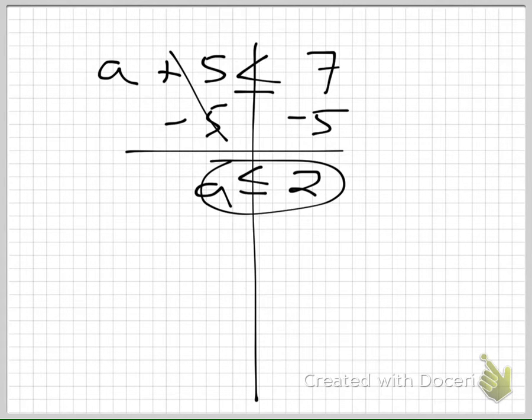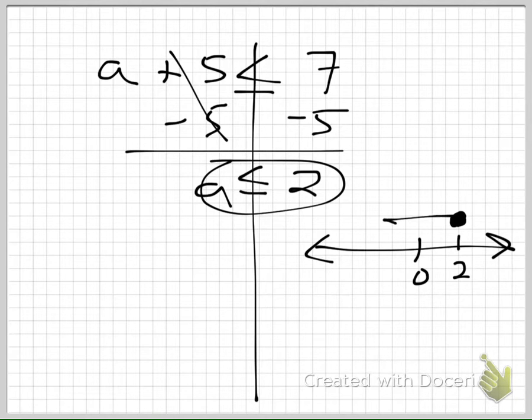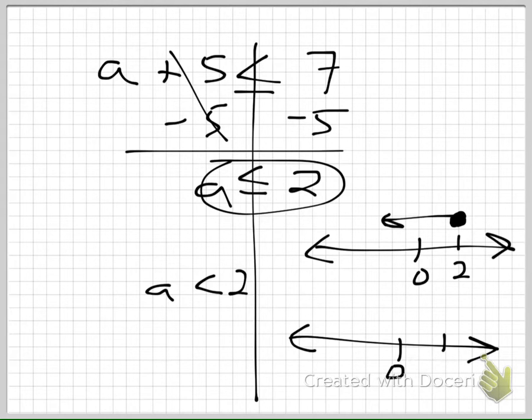Yep. And then you graph that by putting down 0 always, and then you put down the number that we're talking about, 2. And then this says less than or equal to. Which way is less than? To the left. Or equal to means it's a solid dot. If this was just a is less than 2, what would that look like? An open dot to the left. Does that make sense?